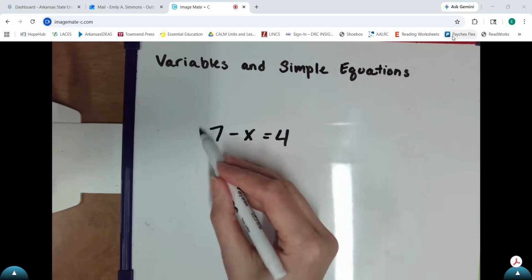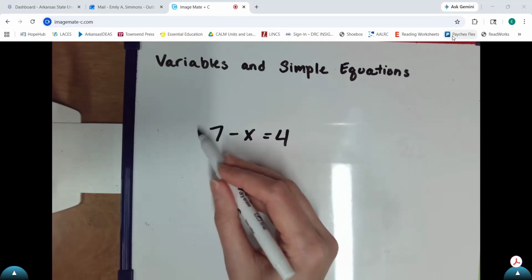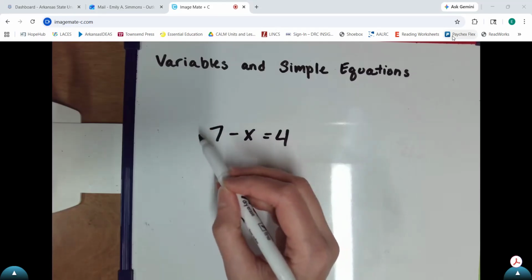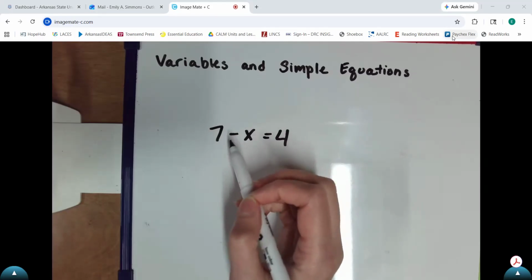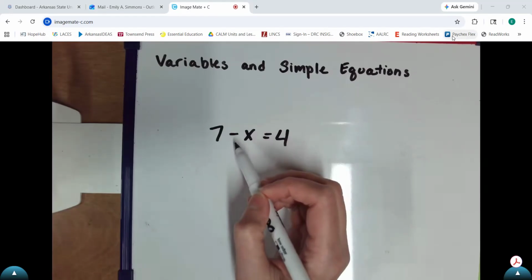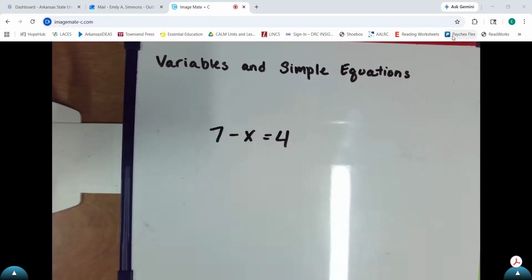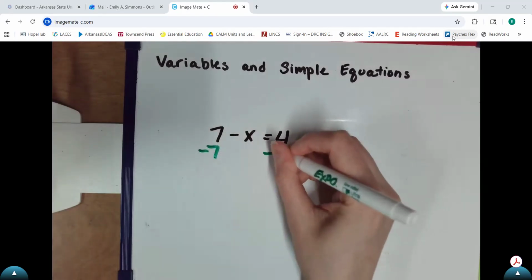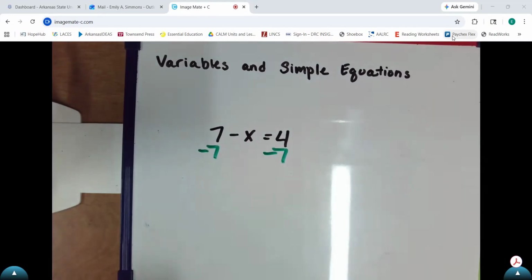This is a positive 7 because there's no sign in front of it, and the sign of our number is going to depend on what comes in front of it, not what comes behind it. So this is positive 7, and that makes this negative x, and that's going to make a difference in a minute. So since this is positive 7, we've got to do the inverse, which will be subtract 7, and we're going to subtract 7 from both sides.